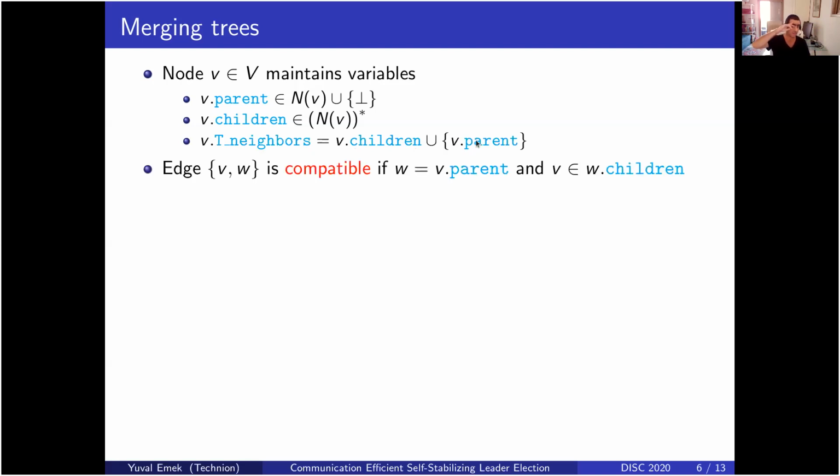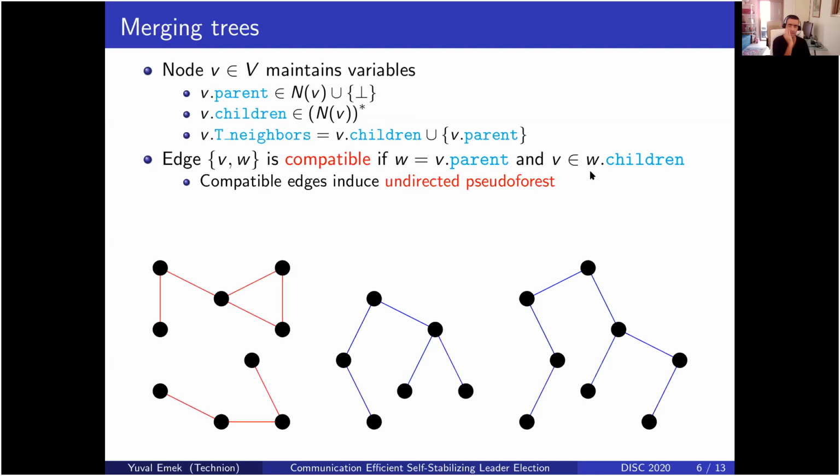Now we say that edge VW is compatible if V regards W as its parent in the tree and W regards V as one of its children, or vice versa. And now, since each node has at most one parent, it is easy to see that the set of compatible edges induces an undirected pseudoforest on the graph, as depicted here in this illustration.